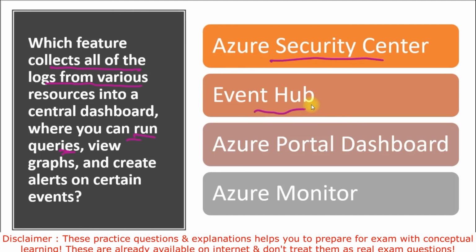Event Hub is a real-time data ingestion service that's simple, trusted, and scalable, and it streams millions of events per second. So this is not the service which collects the logs and lets us run queries on top of that. Azure Portal Dashboard is also not that service because at the end it is mentioned that we need to create alerts as well. So this is what is done by the Azure Monitor service. It monitors our resources and whenever we meet the threshold, it sends us an alert. So for this question, we will go with Azure Monitor.